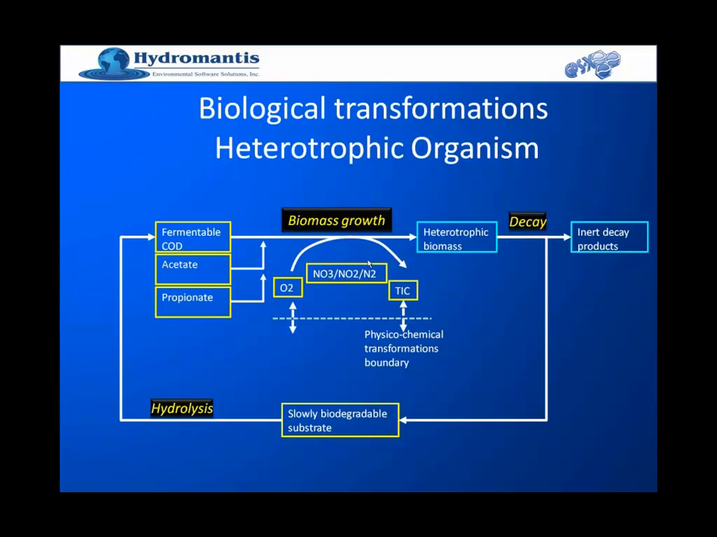But in this particular model, we have included nitrite as an electron acceptor as well. And in this process scheme, nitrate is converted into nitrite, and nitrite is converted into nitrogen gas. So under aerobic and anoxic conditions, we had to declare new processes in this model.